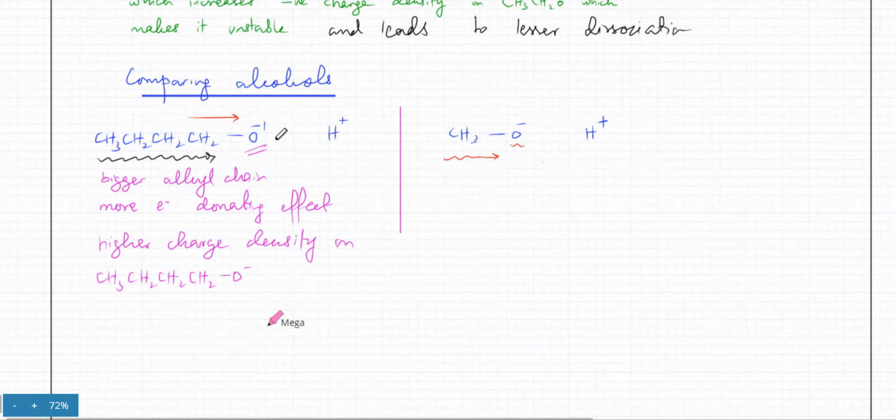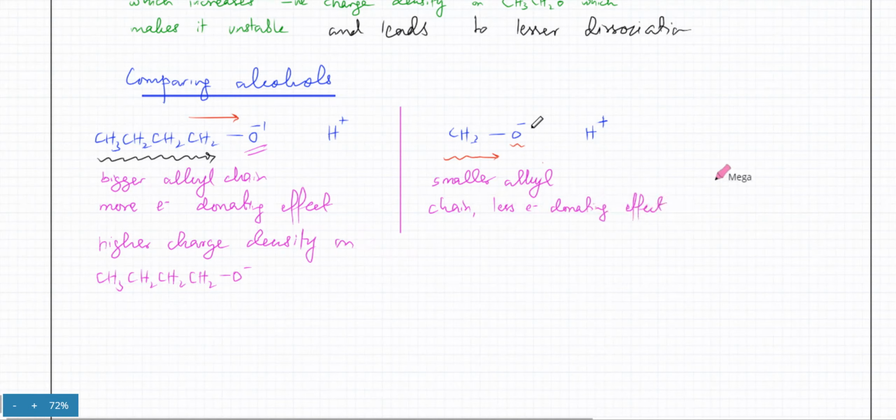And on the other hand, the negative charge over here is going to be lesser because the electron donating effect is smaller. Okay? So you have a smaller alkyl chain, less electron donating effect. Okay? Because it's a small chain. So lesser charge density. So the negative charge over here is not going to be very concentrated.